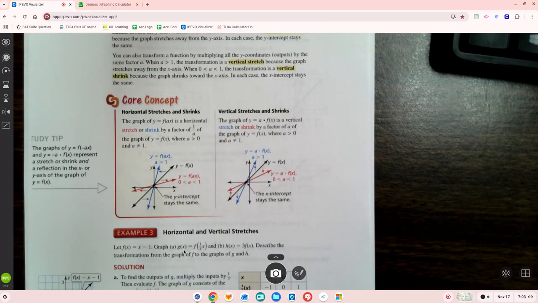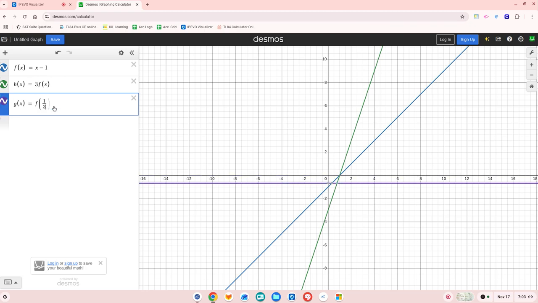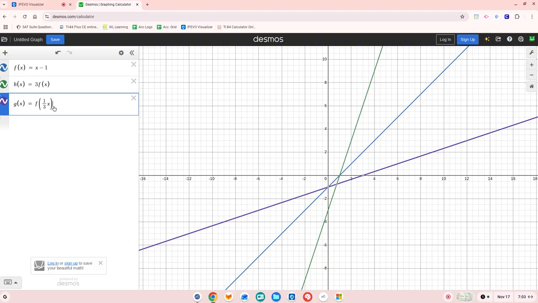Okay, let's go and try this one. It says g of x equals f times 1/3 x. Let's try that. G of x equals f times 1/3 x. I am going to just type the 1/3. I think I can do this. Okay, now this is in purple. So we're going to compare the blue line to the purple line.